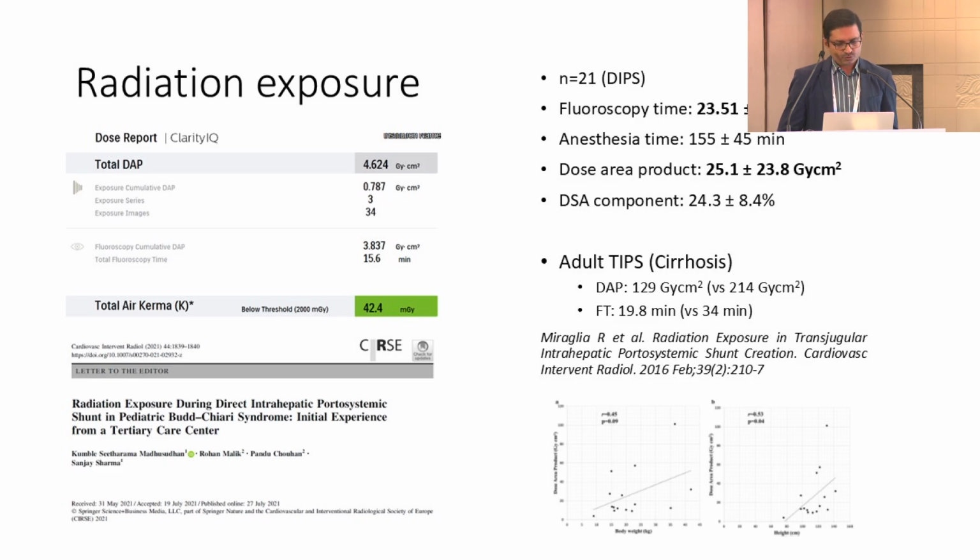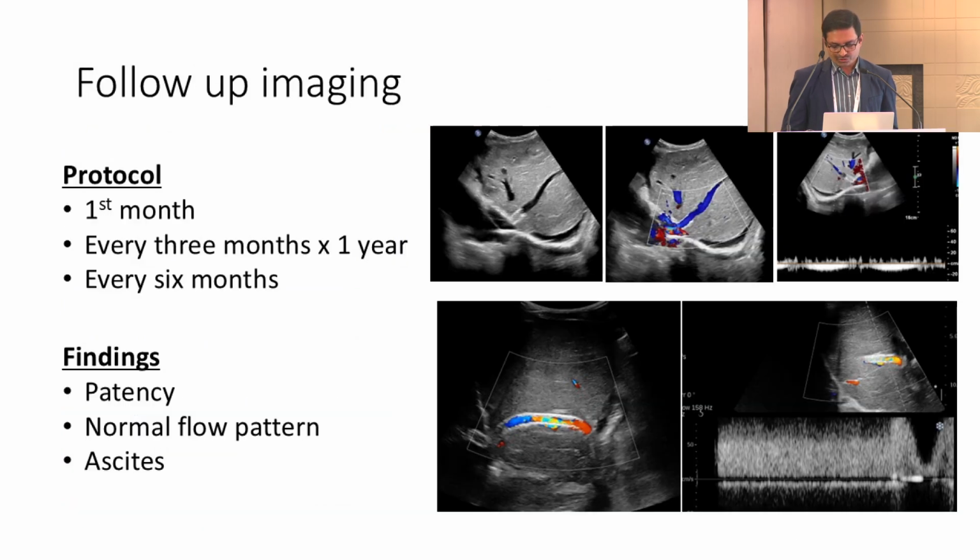We could see that our fluoro time was 23 minutes compared to what was published in adult literature. It was about 19 minutes for cirrhosis and not for Budd-Chiari syndrome. Follow-up imaging is the standard for anything. And then one important thing which we do is a shear wave elastography, because that can immediately show if your procedure has responded very well.